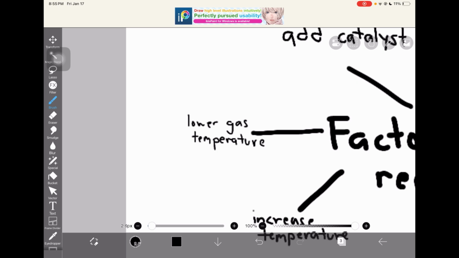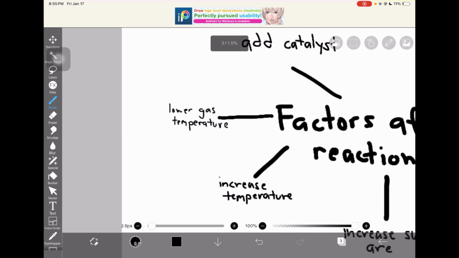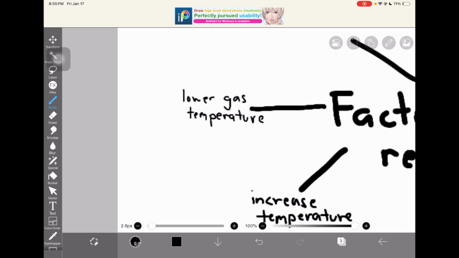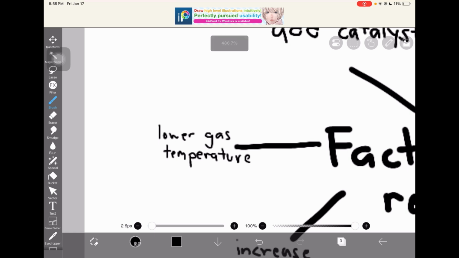Next, you try to lower the gas temperature, which is kind of contradictory to the last factor I told you, but if you lower the gas temperatures, it creates slower particles, but it increases the concentration. And once again, the more concentrated the reactants are, the faster it will be reacting, because there's more particles reacting.